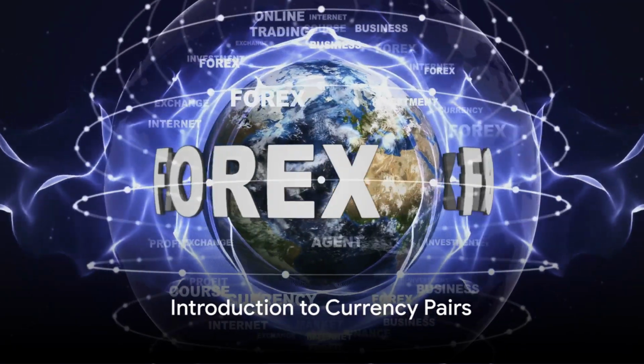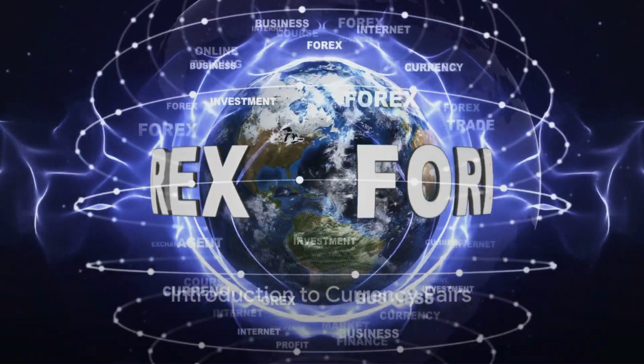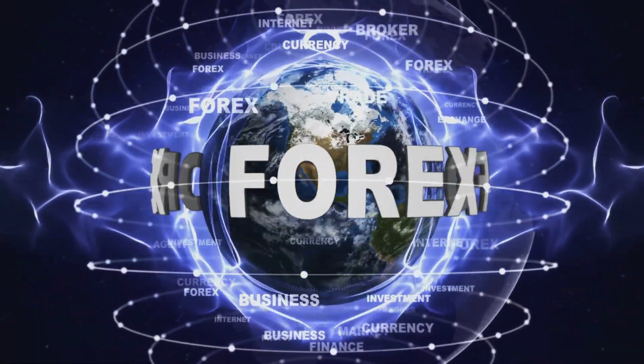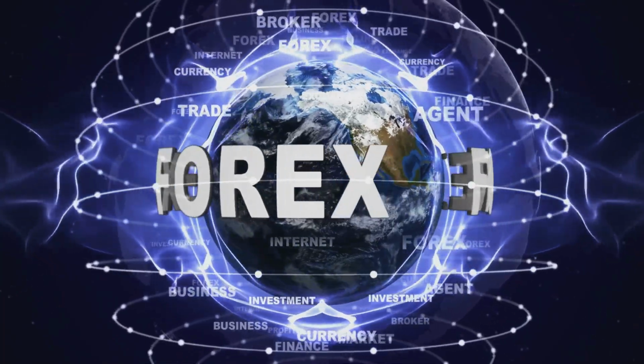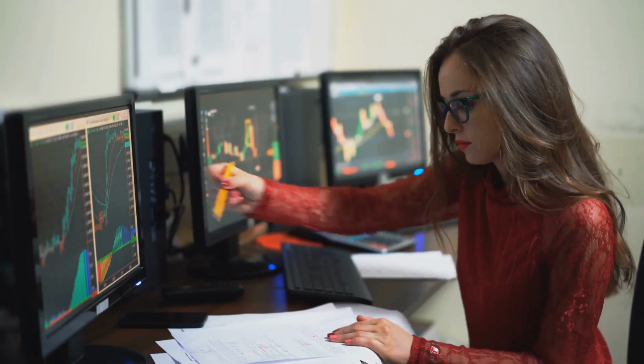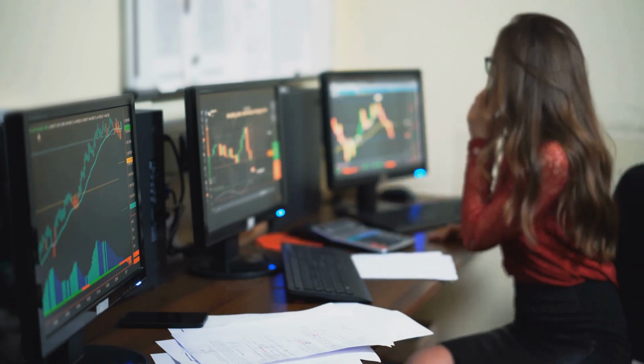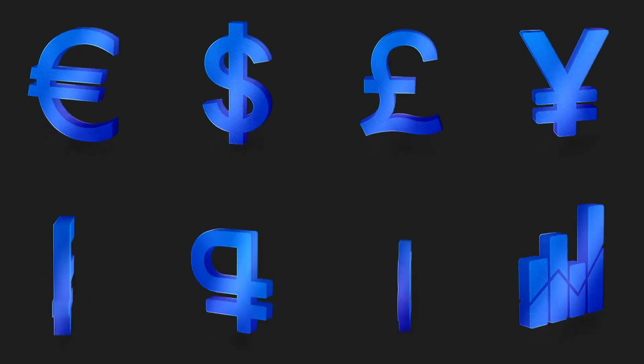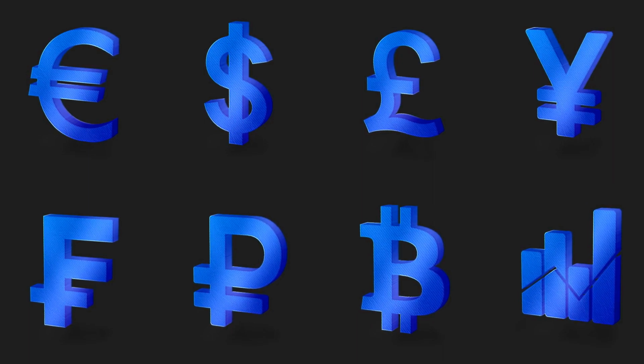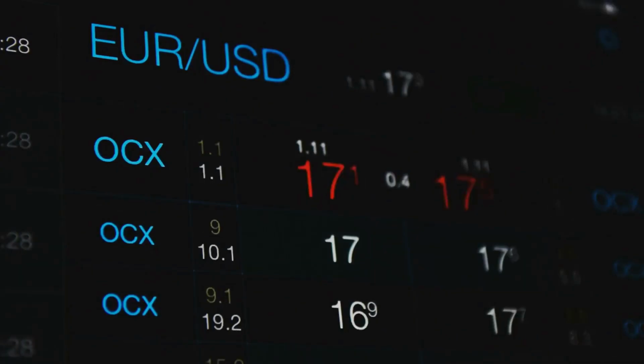Currency trading at its core revolves around currency pairs. So, what exactly are currency pairs? Well, in the world of Forex trading, currencies are traded in pairs, not in isolation. That's because the value of one currency is always relative to another. Imagine a seesaw. On one end, you have one currency, and on the other, a second currency. Their relative values move up and down against each other, just like a seesaw. It's this constant fluctuation that traders aim to profit from.